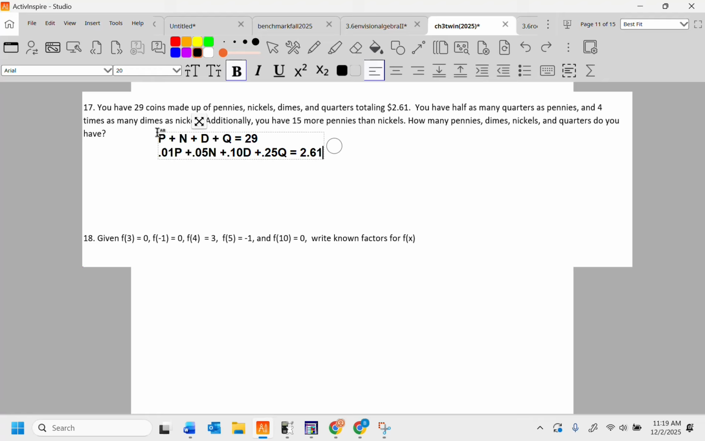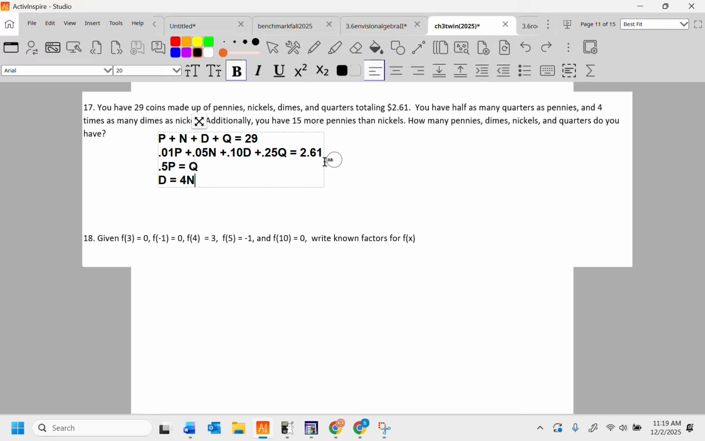Okay? You have half as many quarters as pennies. This is where kids struggle. If I had 10 pennies, I'd have 5 quarters. I actually have to take half of the pennies for equality. So 0.5p equals q. That's where they're equal. 4 times as many dimes as nickels. So if I had 3 nickels, I'd have 12 dimes. I actually have to multiply the n by 4. So d equals 4n.